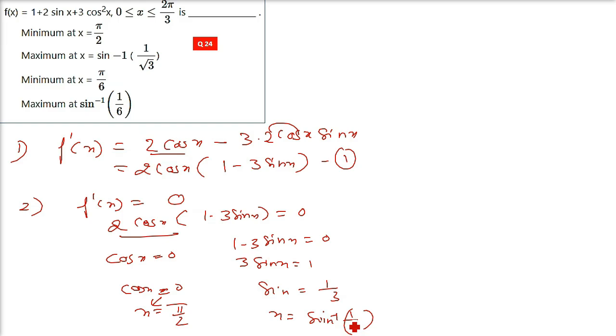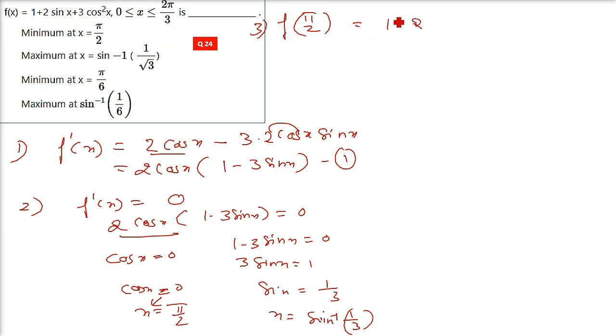So see here, we get x equals pi by 6, pi by 2 and x equals sin inverse 1 by 3. Double differentiation we have to do. Double differentiation, checking at pi by 2 and sin inverse 1 by 3 together. This is f double dash pi by 2, when you place x equals pi by 2 in the double differentiation, I am saying.